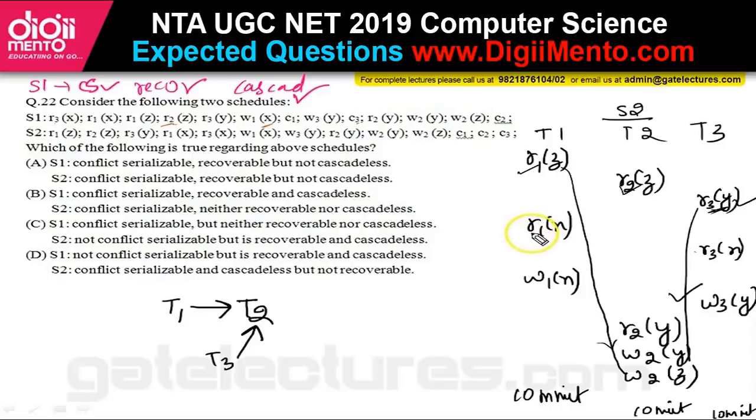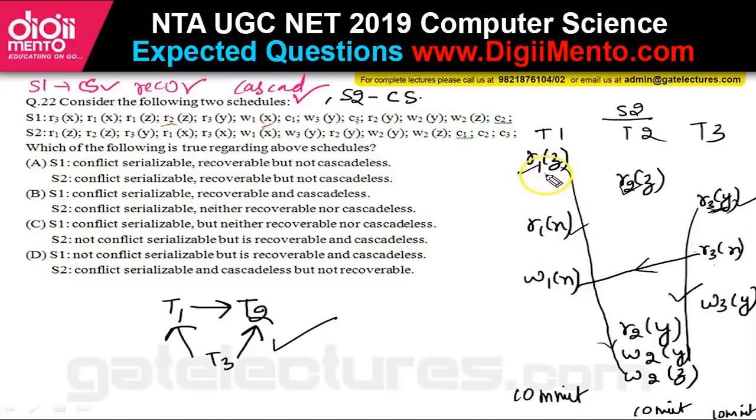Now next is R1X. Is there any problem with that? Is anyone writing on X data? No, it is just reading and not doing anything with X, so not a problem. Now T3, it is also performing read operation, but here is the conflict. The conflict is read and write. It is reading and it is writing later. So T3 must be done before T2. If you solve this further, you will get that S2 is conflict serializable.